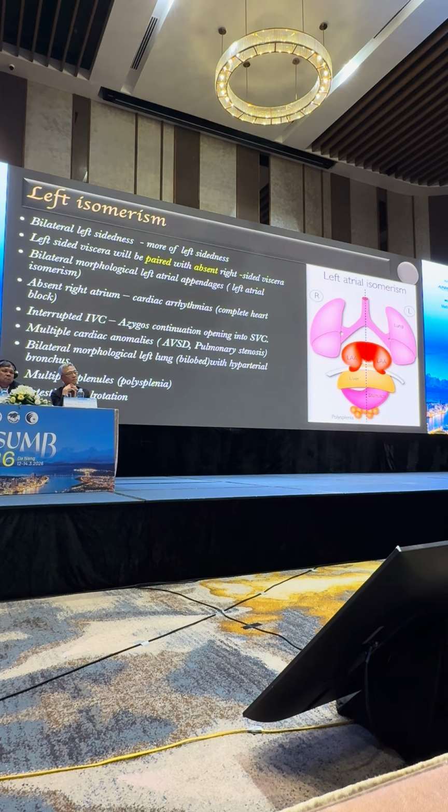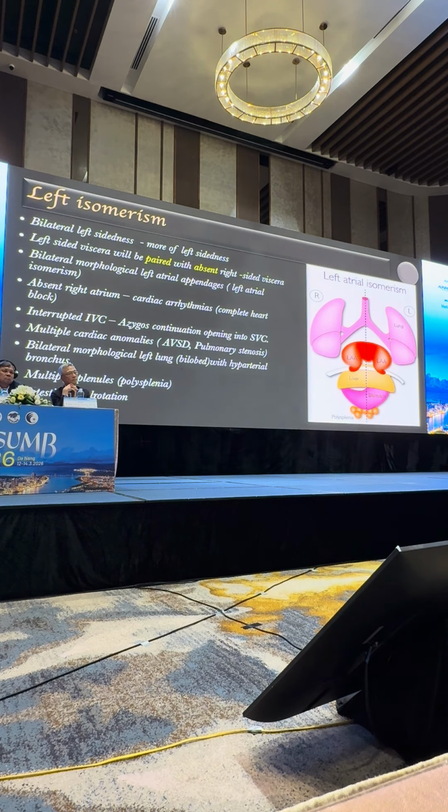That means there will be a left atrium and left atrial appendage on either side, so that it replaces the right atrium. The right atrium has the SA node, which is the conducting focus, where the atrioventricular conduction is started. So absence of that results in arrhythmias. That is one of the most important things that we know. So absent right atrium results in cardiac arrhythmias.